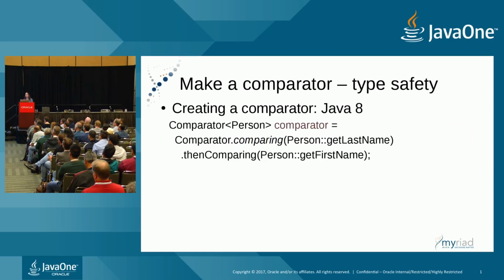The Comparator class added a few new methods, the most interesting pair, I guess, is the first, comparing, a static method that says I want to create a comparator which compares based off of some function which maps my bean or my whatever to something that is already implementing Comparable. And then the other great method is the thenComparing method that says, and if that can't distinguish the two things, then let's try this other method.